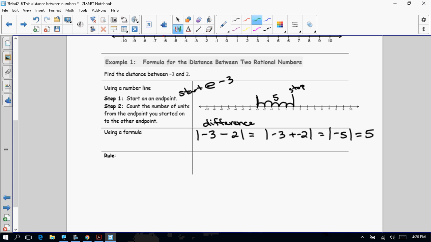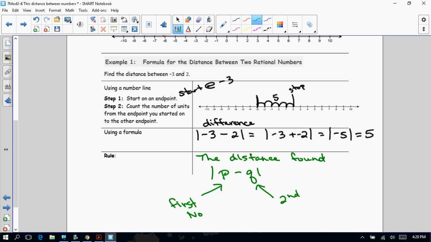So what we're going to do is we're going to write a rule. The rule says that the distance found is the absolute value of P minus Q, where P is the first number and Q is the second number. Right? We have the first number and we have a second number. We're just going to take the difference of them. We're going to subtract them.